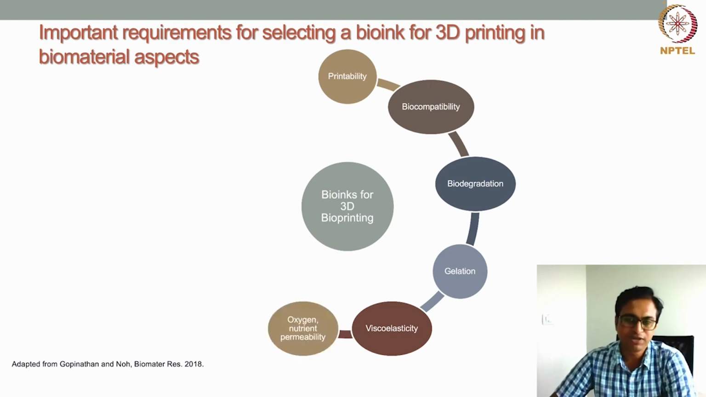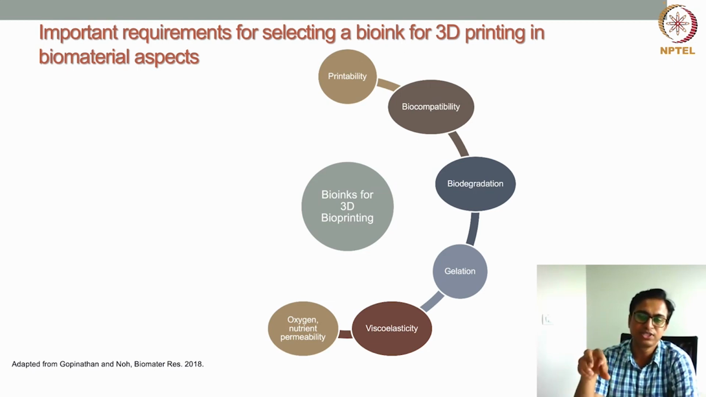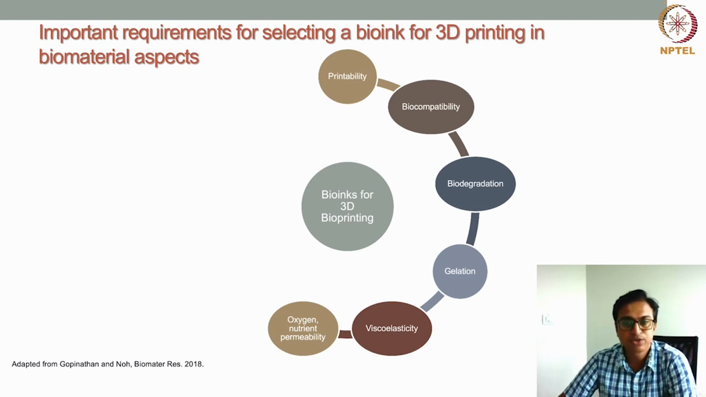The other thing is, for survival, the cells need oxygen, nutrients, all these things. So whatever biomaterials we are selecting for bioprinting, they should support oxygen diffusion and nutrient permeability. Oxygen and nutrients should be able to diffuse through the bioink so that the cells, when they are embedded or encapsulated within the structures, can get the oxygen and nutrients so that they can survive.